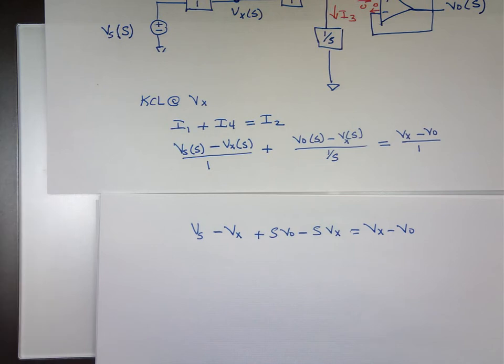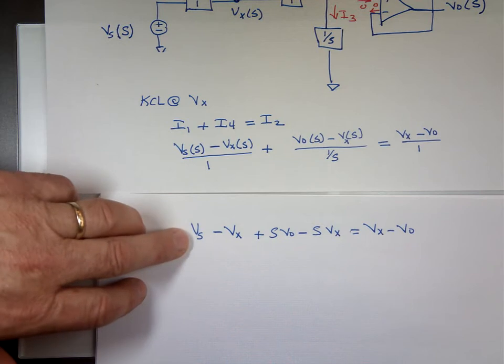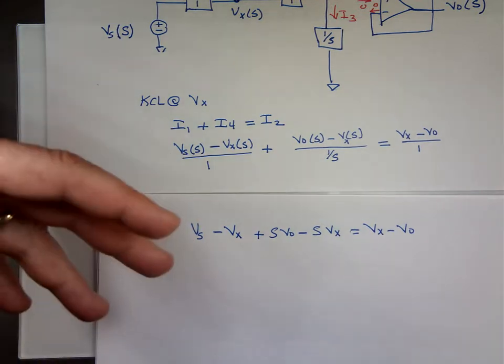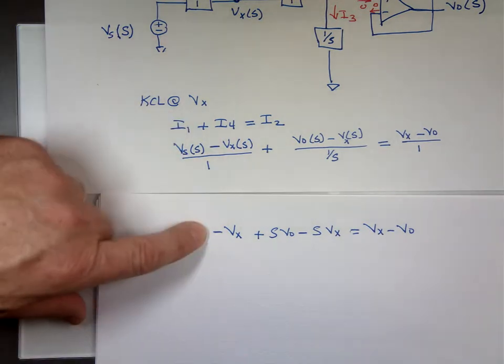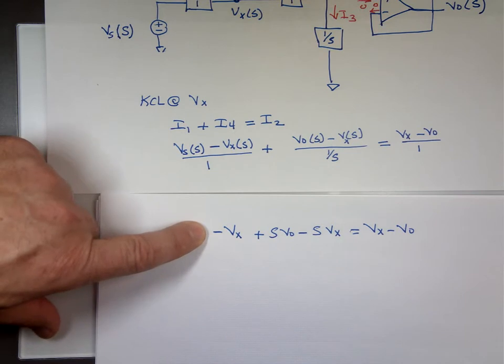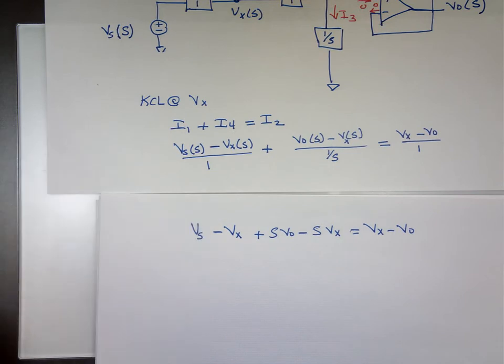Remember, Vs is not really unknown to us. That's your source. Usually you know what that is. I just didn't give it to you today. So you have one equation by how many unknowns? 2. So let's combine like terms.